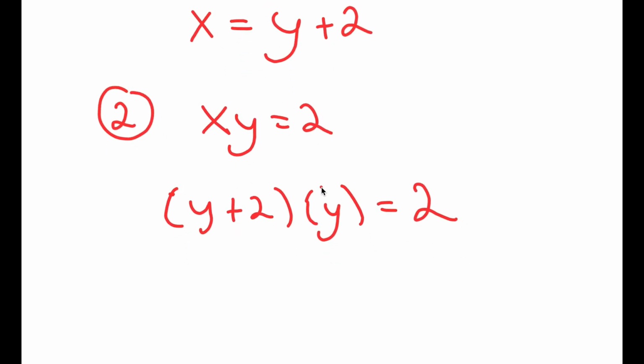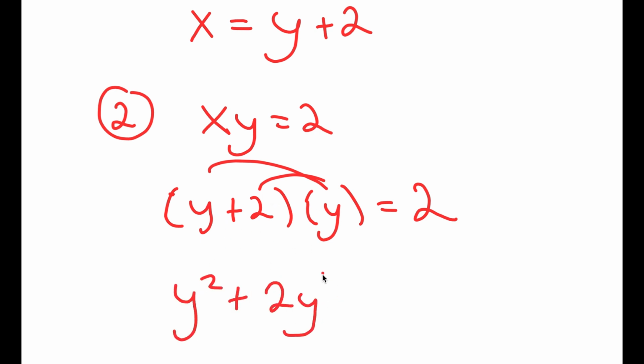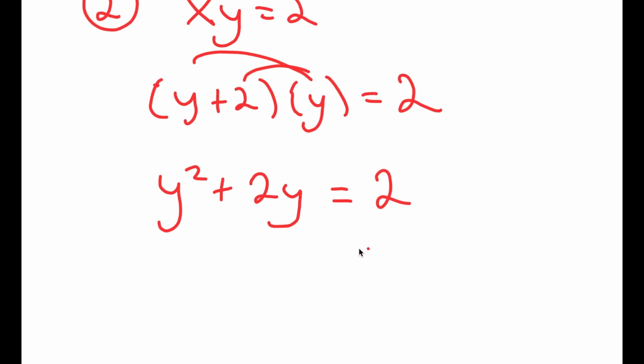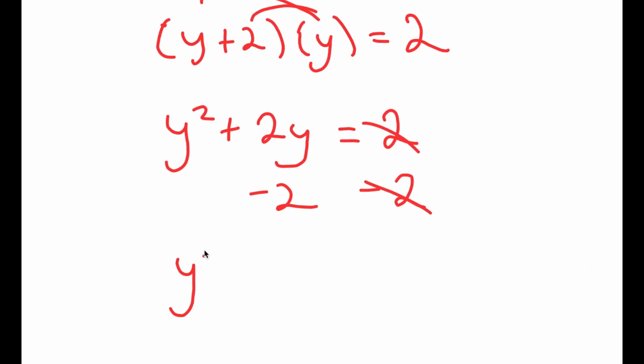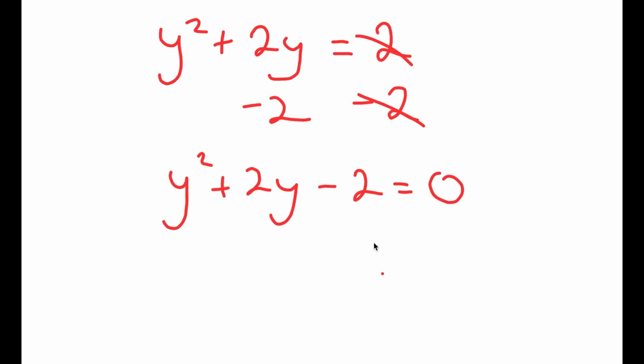So I get (y plus 2) times y is equal to 2. And if I distribute my y, I get y times y, which is y squared, and 2 times y, which is 2y. So I have y squared plus 2y is equal to 2. Now if I subtract 2 on both sides, I get a quadratic equation, which is y squared plus 2y minus 2 is equal to 0.